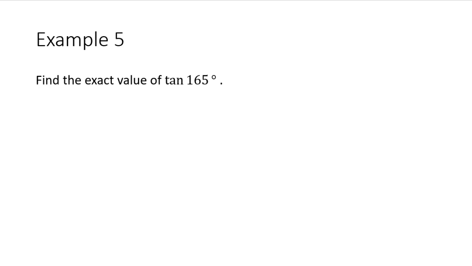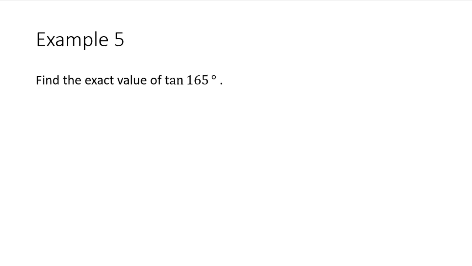Example 5, find the exact value of the tangent of 165 degrees. So once again, just like we did the problems of sine and cosine earlier, we're going to try and find two angles on the unit circle that add up to 165. And we're going to do it this way because 165 is not on my unit circle.